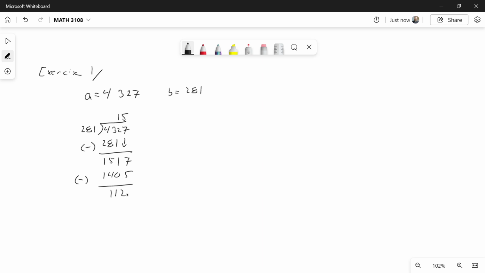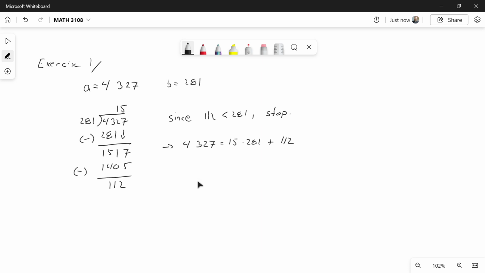Now again, I ask the question, am I at the stop condition? Well, since 112 is strictly less than 281, we stop. So this tells us that this 4,327 can be decomposed as the product of 15 times 281 plus the remainder of 112. Okay, but what happens if we don't want to use long division? I said there's two ways of being able to do this, probably more than two ways, but two ways that I'm going to cover here.